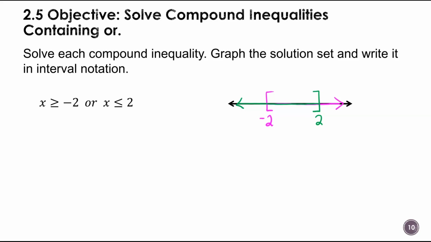Well, actually what happens here is that means everything on the graph is part of my solution set. So that means this is basically all real numbers. All real numbers in interval notation goes from negative infinity to positive infinity. And so here's another possibility for the types of answers you might find when you're graphing compound inequalities.